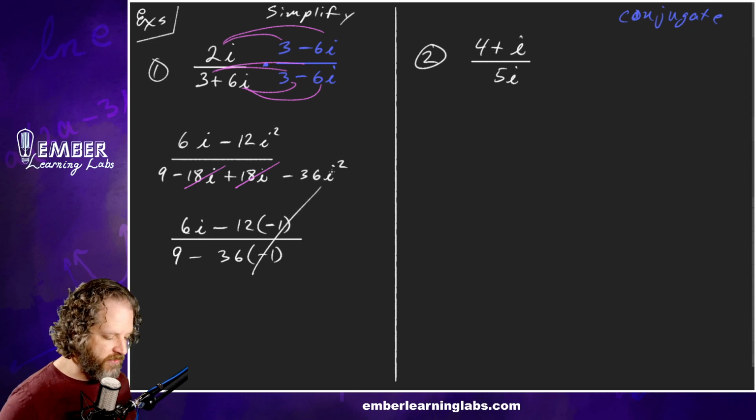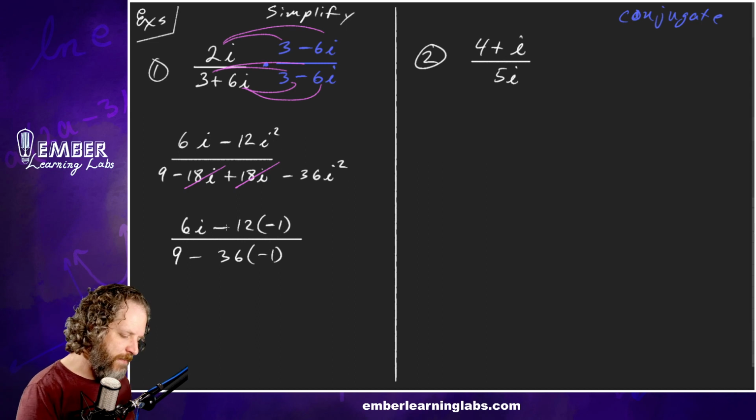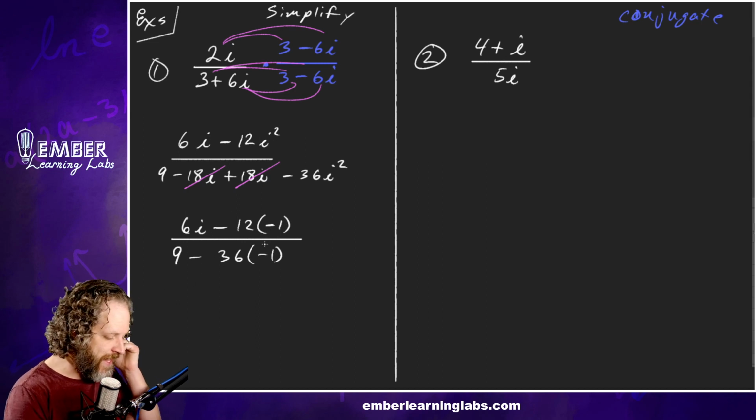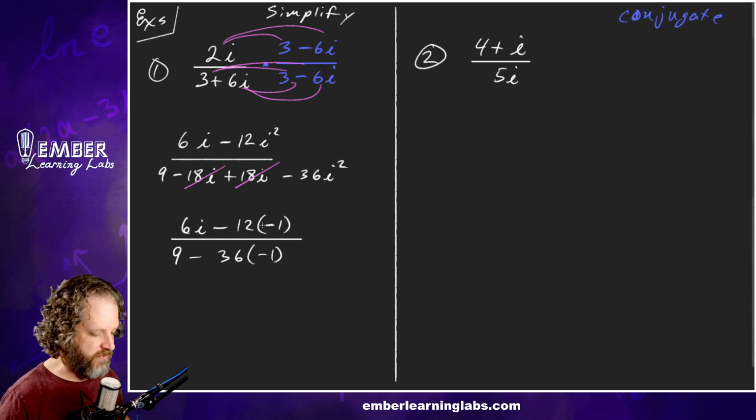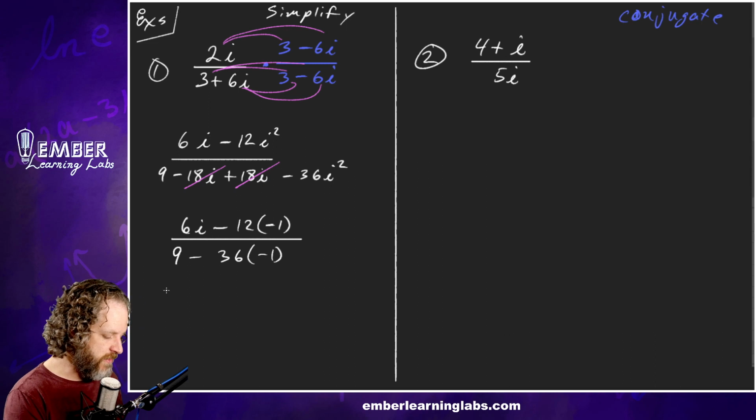You might be like, that cancels. No, it doesn't. Don't make that mistake. Don't do it. Doesn't cancel because of the plus and minus here. We can't get at that unless somehow we turn it into multiplication or something, right? So let's simplify on down a little bit further. So this is going to turn into 6i plus 12 on the top.